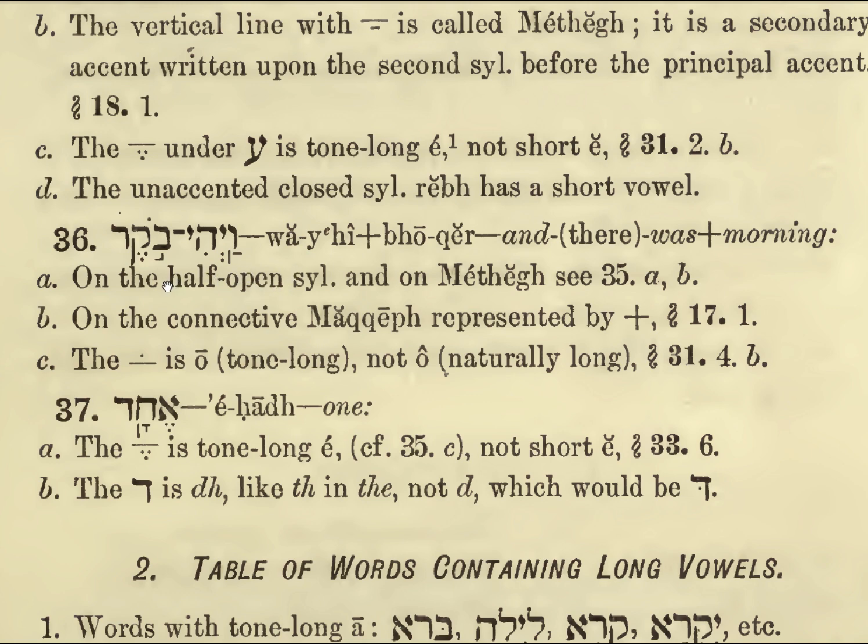Vayehi boker. And here the same things happened. The accent is on this syllable, and so we have to count back 2, and we have the secondary accent here. We've lost our dagesh here, so vayehi boker, and there was morning. And so we have the half open syllable here, because sometime in the very, very distant past the dagesh that should have been here disappeared.